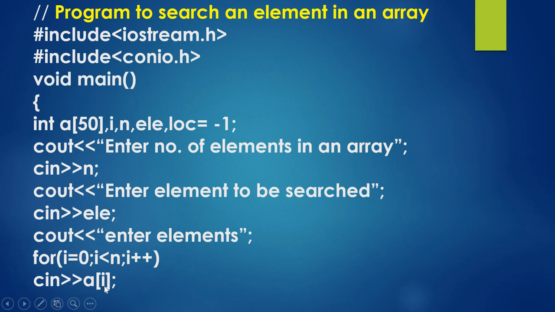Then cin of A of i. That is, we are reading A of 0, A of 1, A of 2 up to A of n minus 1. And the next input is the element to be searched, ELE. We are going to search whether ELE is there in the array or not.